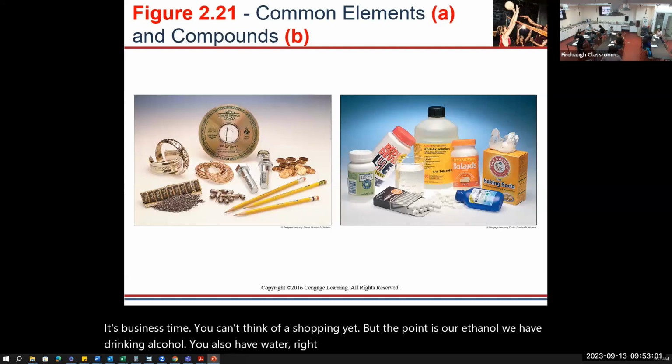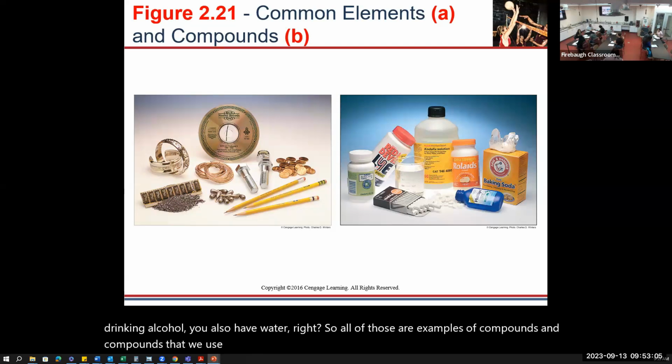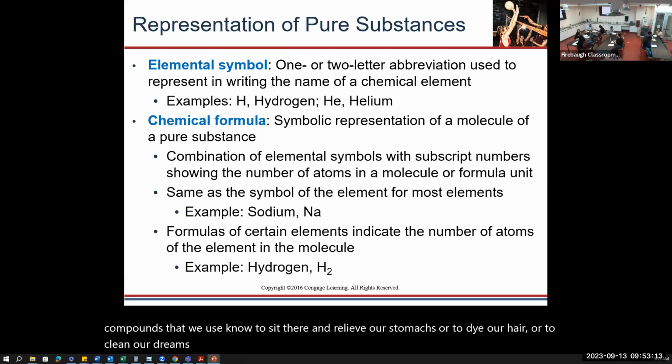So all of those are examples of compounds, and compounds that we use to relieve our stomachs or to dye our hair or to clean our drains. As I said, dye our hair.